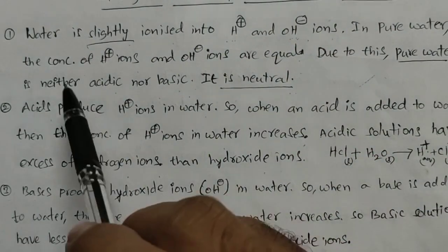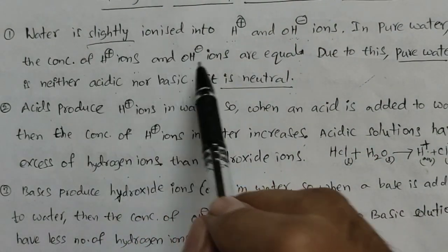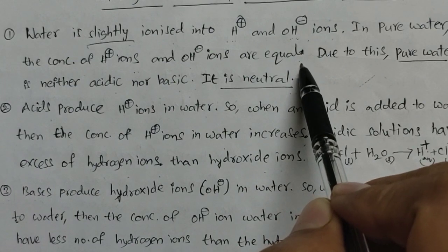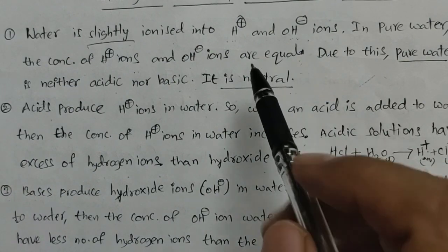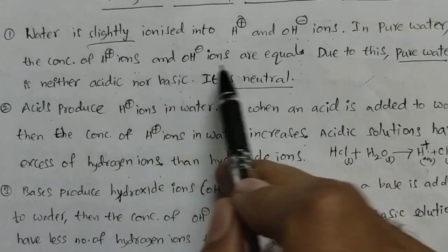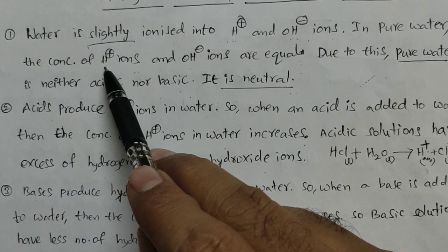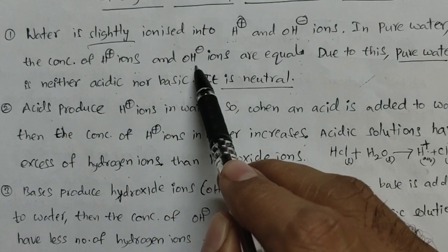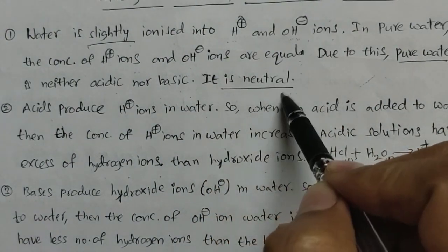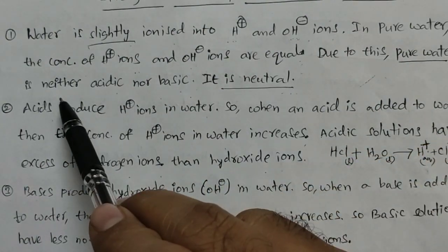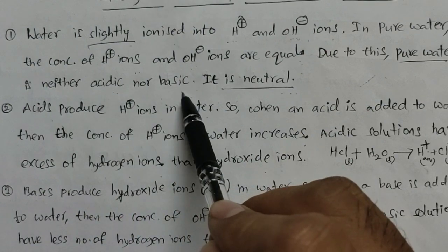In pure water, the concentrations of H plus ions and OH minus ions are equal. Though they are formed in small quantities, their concentrations are equal. Due to the equal number of H plus and OH minus ions, water exists as a neutral solvent. So it's neither acidic nor basic.